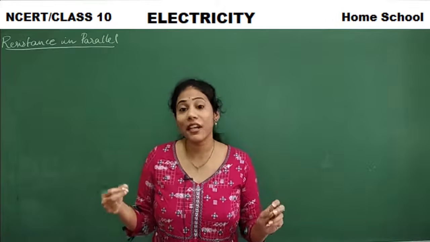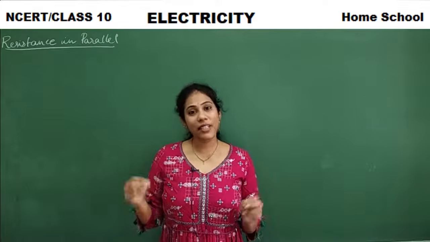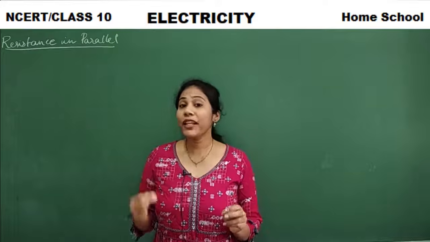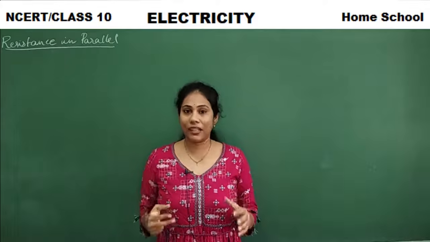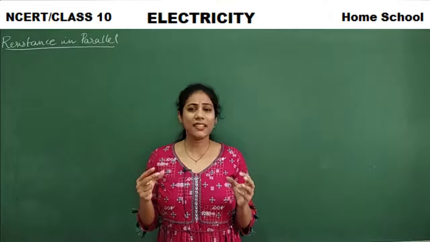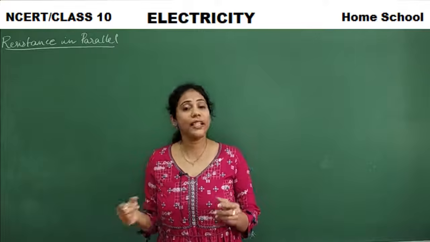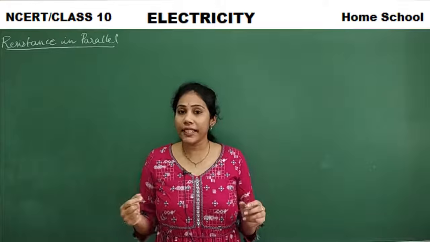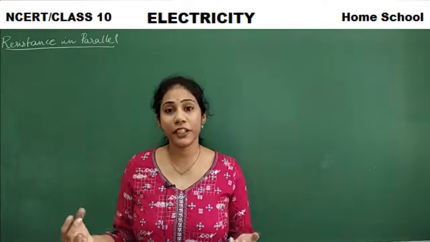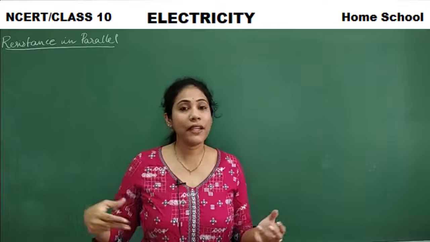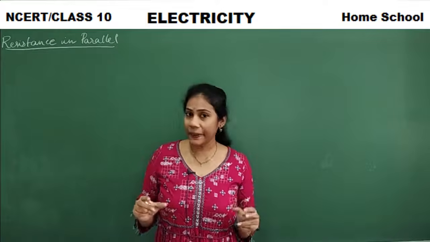Welcome to Homeschool, and we are with the chapter Electricity, where in our previous video we have discussed everything about series combination of resistance, isn't it? In today's class, let us deal with the resistance that is connected in parallel. When the resistors are connected in parallel, what happens for I, what happens for V, that is voltage, and how to calculate the total resistance in a circuit, right? All of them we will discuss along with certain numericals at the end.